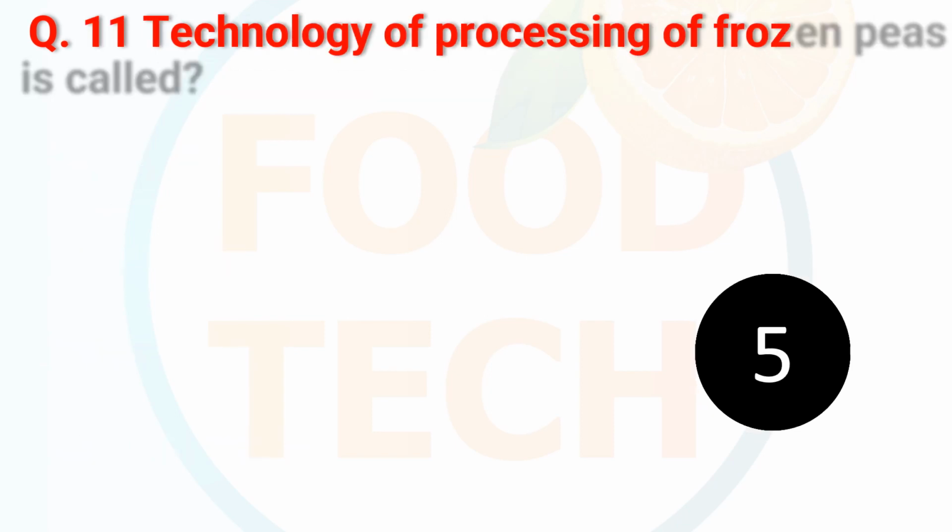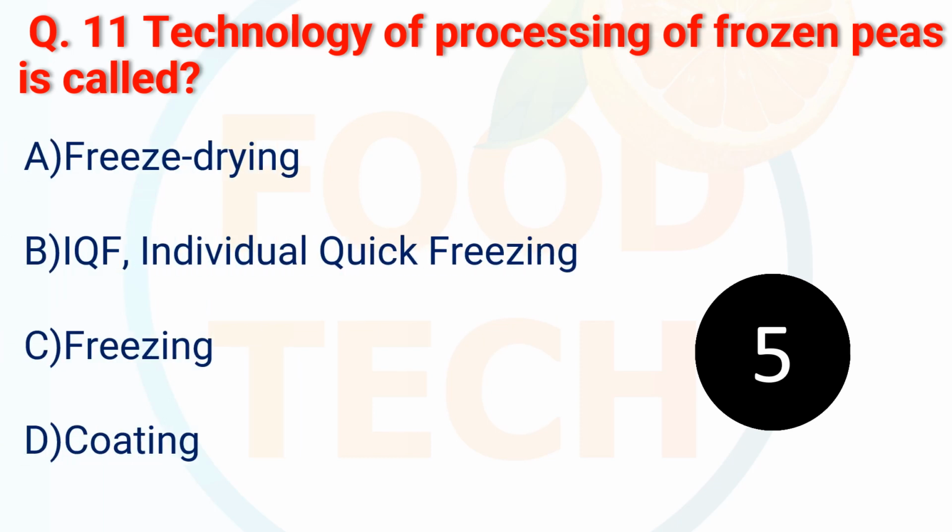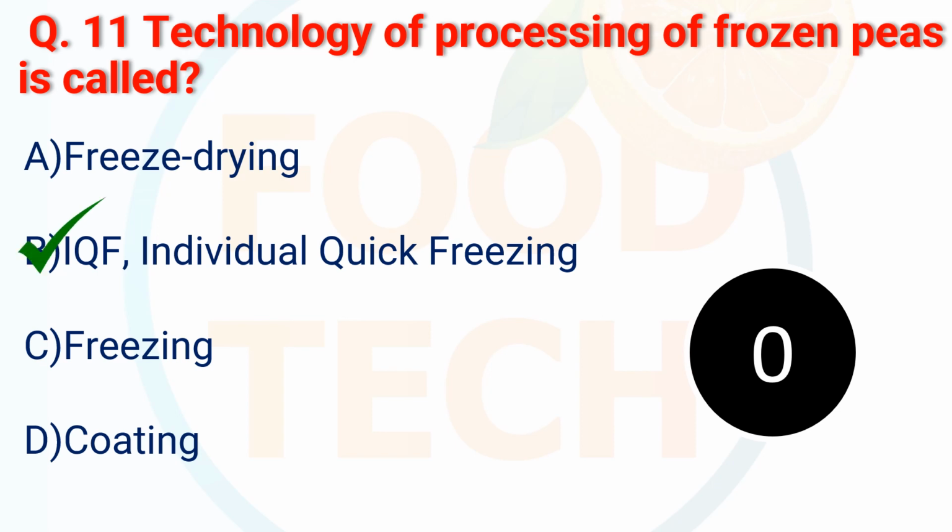Question 11. Technology of processing of frozen peas is called A. Freeze drying, B. IQF, individual quick freezing, C. Freezing, D. Coating. The answer is individual quick freezing.